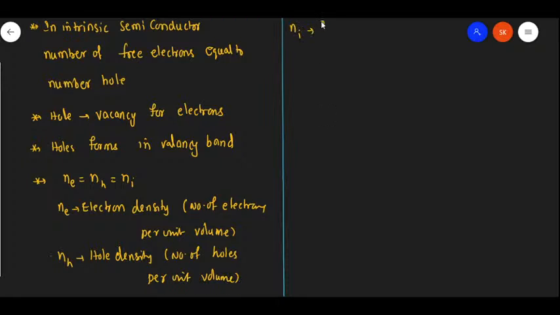Okay, now next one is ni. This is called the intrinsic charge carrier density. What is the meaning of intrinsic charge carrier density? Intrinsic means pure. In the pure semiconductor, the electron density or hole density is called the intrinsic charge carrier density. That is, ne equal to nh equal to ni. It is only for intrinsic semiconductor. In intrinsic, as many electrons are generated, that many holes are generated. Is it right? Have you understood? Is it clear? Students, is it interesting?